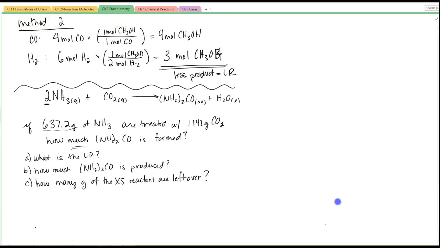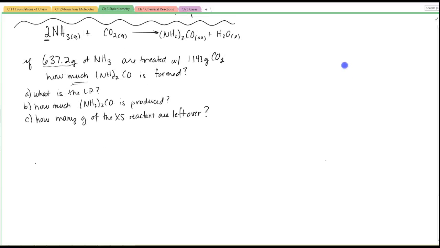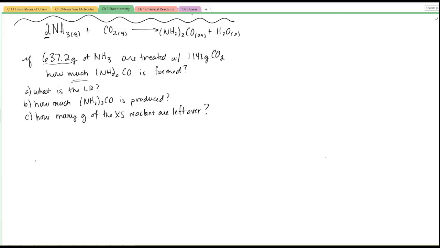Okay, so today in class I started with a stoichiometry problem, where I gave you this equation where you have ammonia treated with carbon dioxide producing NH2CO and liquid water. And I asked if you started with 637.2 grams of ammonia and treated that with 1,142 grams of carbon dioxide, how much of this product would be formed?